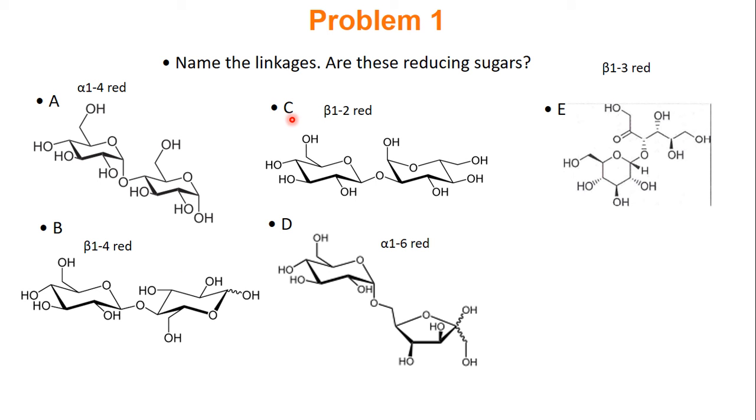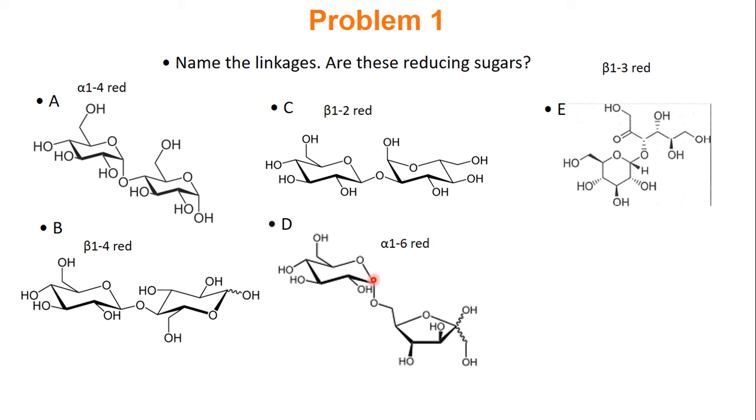All right, now let's look at C. Carbon 1 is our anomeric carbon. Our oxygen's pointing up, CH2OH pointing up, so that's beta, and it's 1. Then let's look at the other sugar. This is our anomeric carbon connected to two oxygens, 1, 2. So we're bonded to the second carbon. So beta 1,2, and this is a reducing sugar as well.